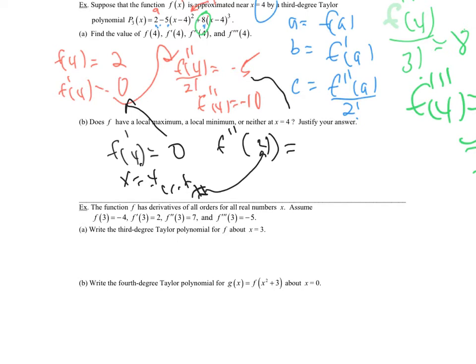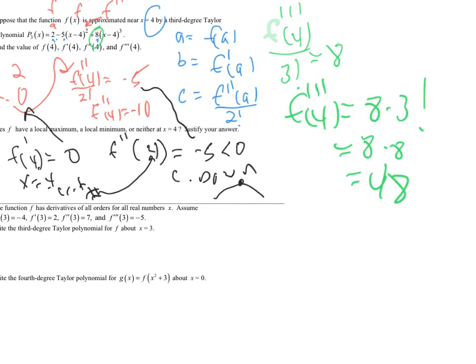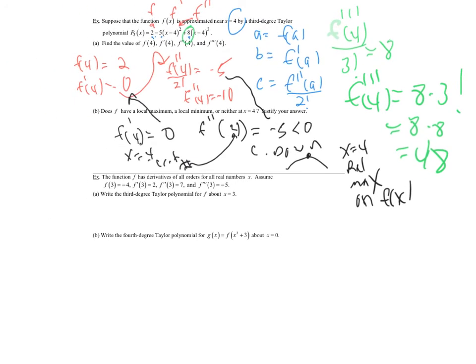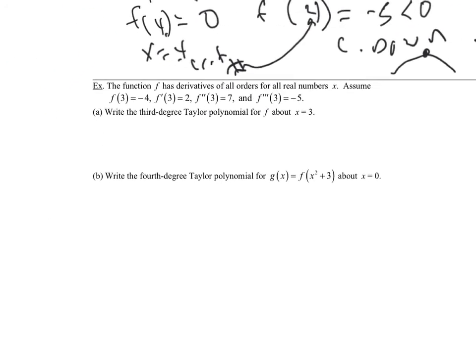Since the second derivative is negative 5, which is less than 0, that means the function was concave down, which implied it looked like this. So what did we just find? We found that at x equals 4 is a relative max on f of x. That was special. That was fun.